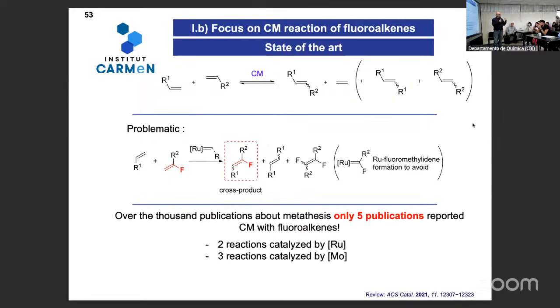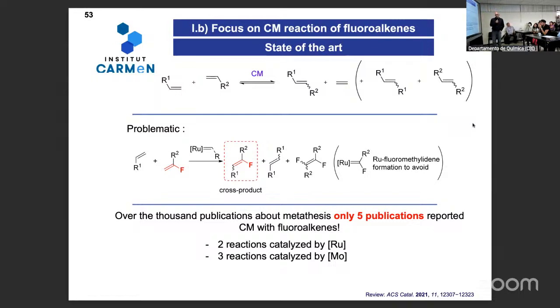So I told you before about ring closing metathesis, around 30 publications. In cross metathesis, when we started, there were only 5 publications around cross metathesis with fluoride. 2 reactions catalyzed by ruthenium and 3 reactions by molybdenum.